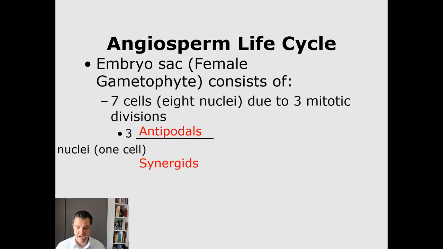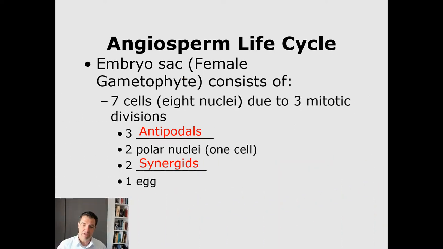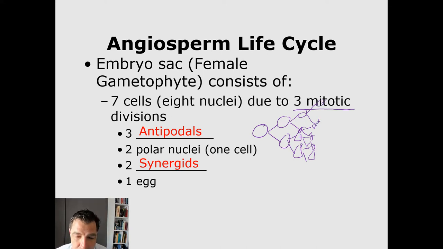Now, the embryo sac is very interesting because that one cell is going to go through mitosis three times. So if you had one cell and you went through mitosis once, you'd have two cells. And if you went through it again, you'd have four cells. And then if you went through it again, you'd have 1, 2, 3, 4, 5, 6, 7, 8. You'd have 8 cells. I did my math right there, which is good.